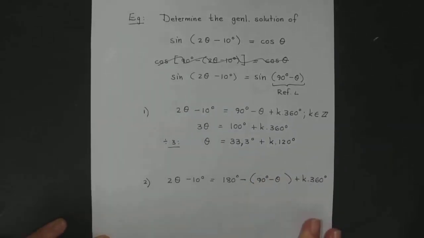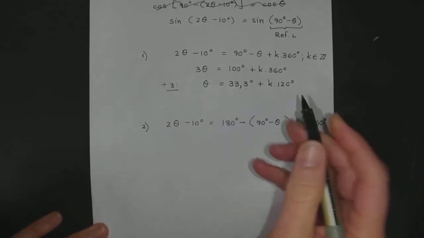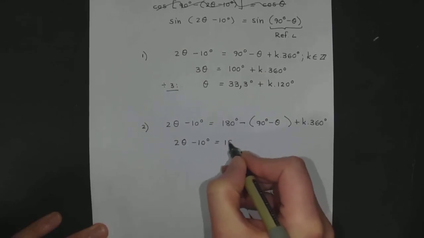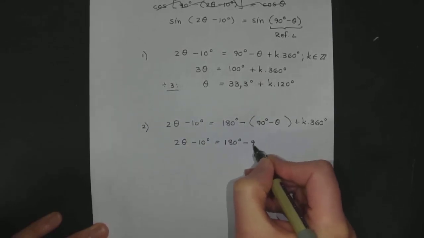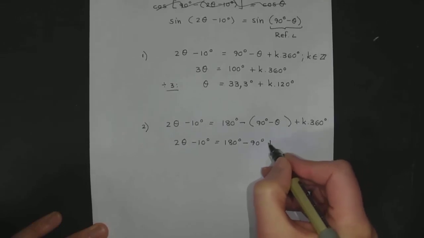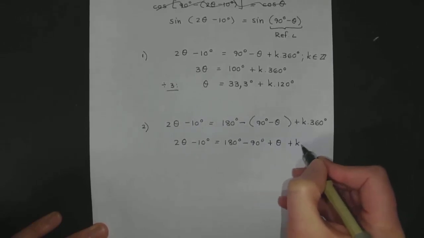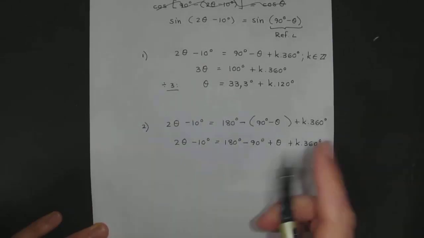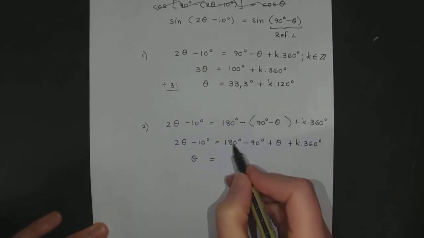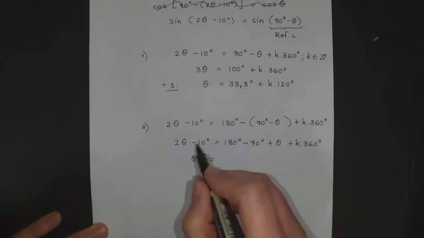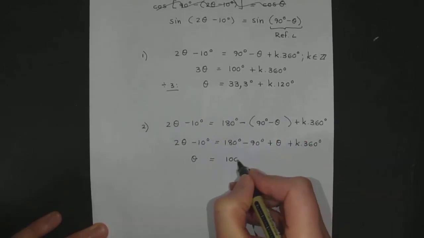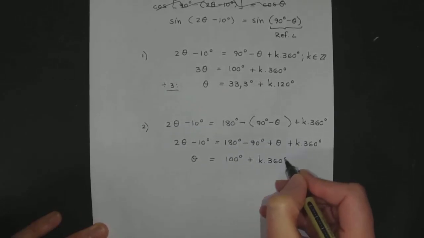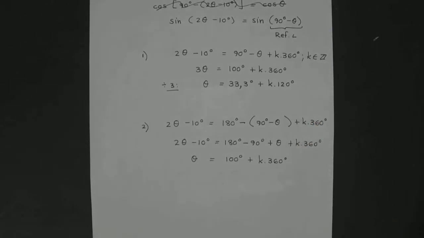And then to finish this one up, please remember we need to distribute. So it's 2 theta minus 10 degrees is 180 minus 90 degrees minus gives me plus theta, plus k times 360. So then I can go 2 theta minus theta is theta. 180 minus 90 is 90, but 90 plus 10 is 100 degrees, plus k times 360. And then I'm done with the general solution for this particular one.